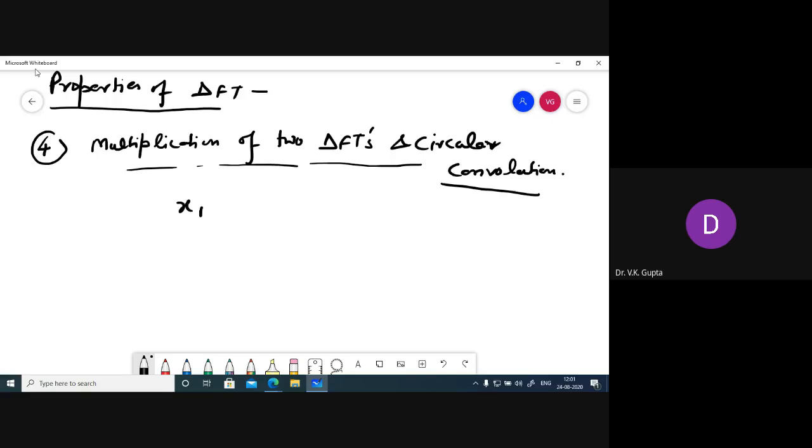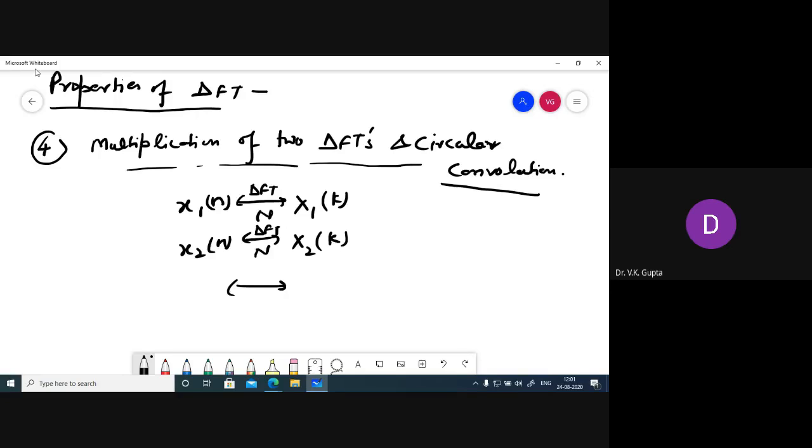If x1(n) is a sequence and its N-point DFT is X1(k), and x2(n) is a sequence whose N-point DFT is X2(k), then if we multiply these two DFTs, X1(k) multiplied by X2(k), this is the DFT of the N-point circular convolution of x1(n) and x2(n).